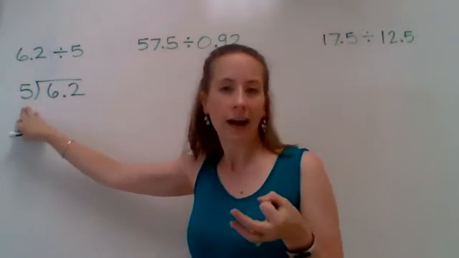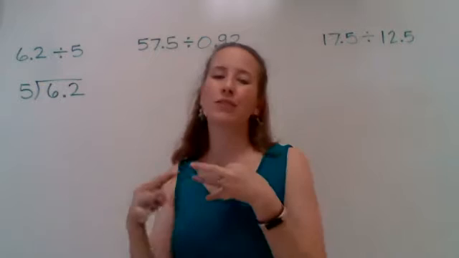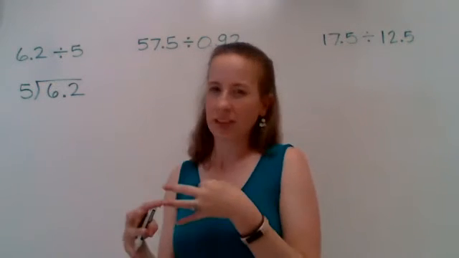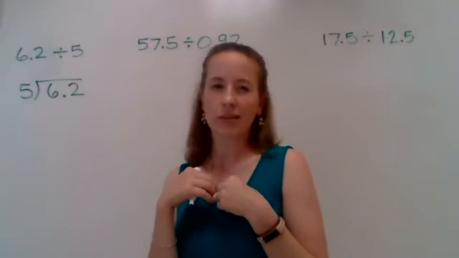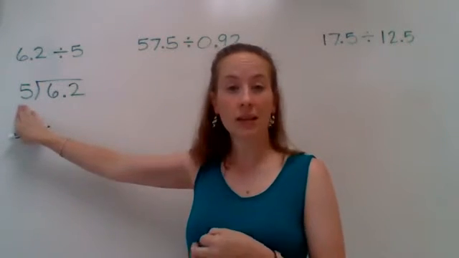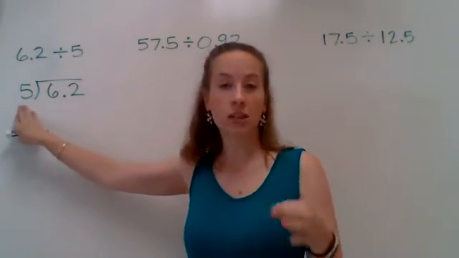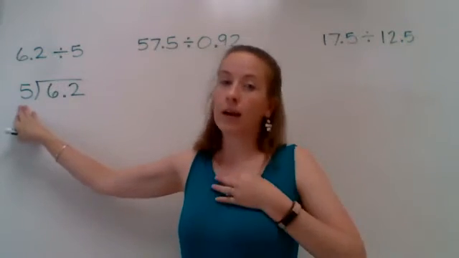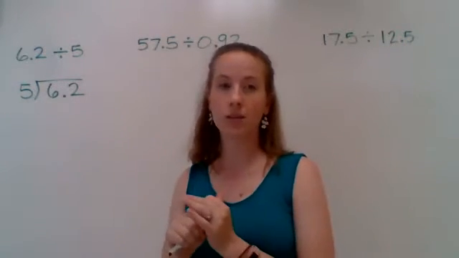We don't want to be dividing by decimals because then we have to know decimal multiplication facts. And I don't know about you, but I haven't learned any decimal multiplication facts by heart. So do we have any decimals on the outside? The answer is no. We just have a whole number. It's 5. I know my 5's facts, so I'm going to dive into the math.